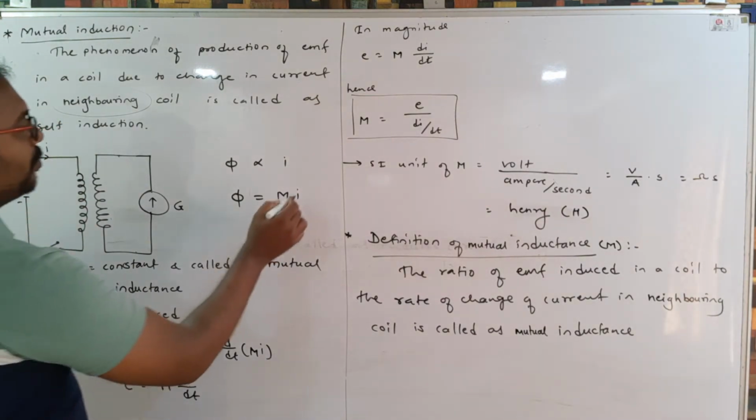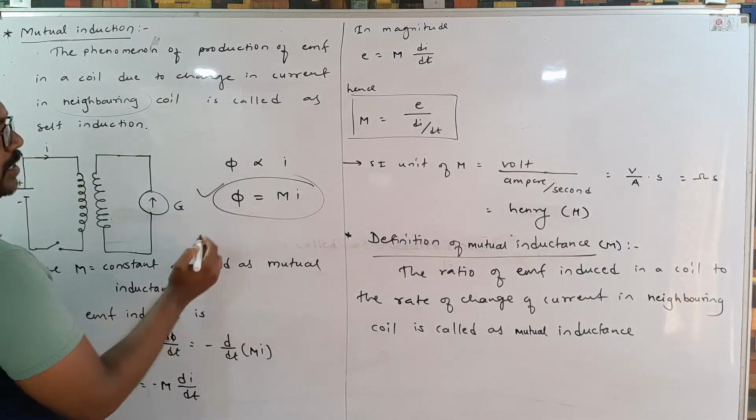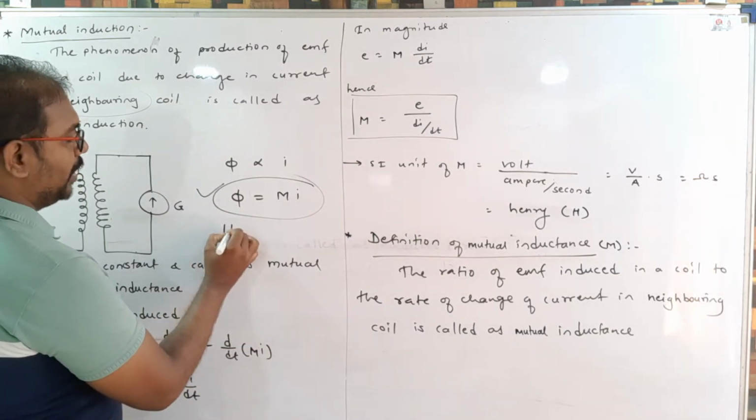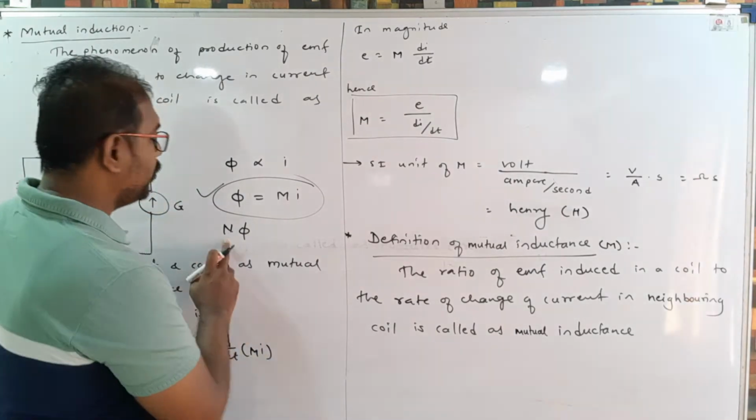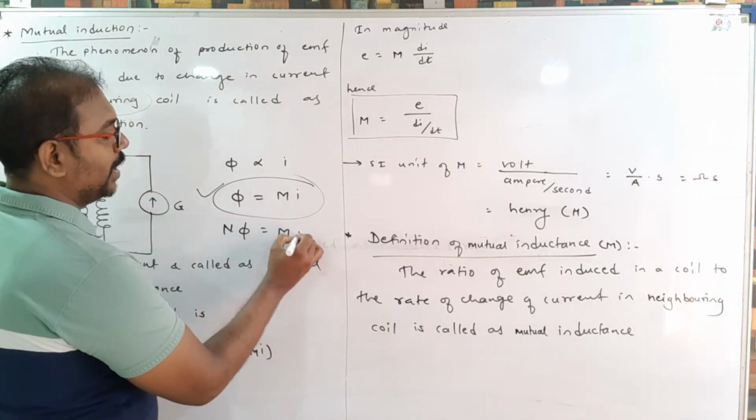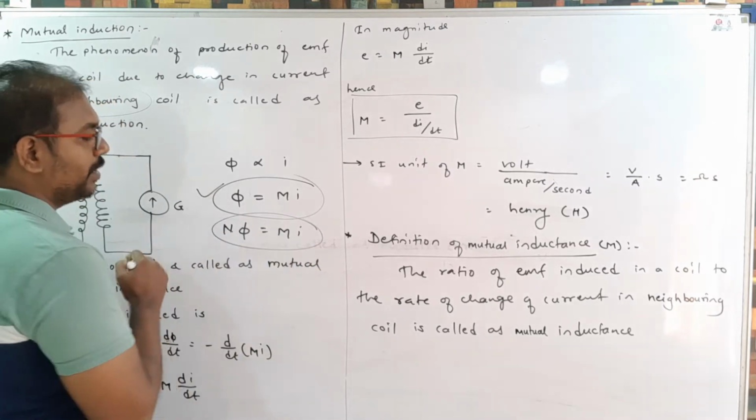One more thing you remember here: this flux depends on the number of turns. So if the number of turns is N, then N into this phi we can write as M into this I. In that way also we can write.